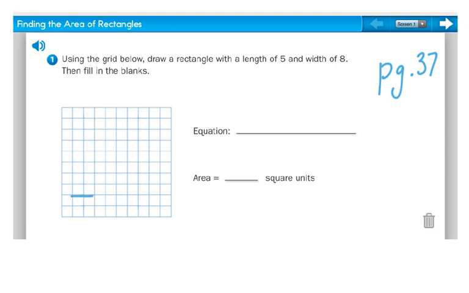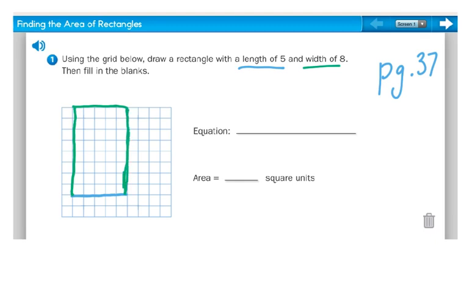1, 2, 3, 4, 5. That's the length of 5. Now I'm going to do a width of 8. Start here. When you get to the end of a length of a centimeter or a square, count 1, 2, 3, 4, 5, 6, 7, and 8. Now I have 2 sides. I have to go ahead and finish off the rest of this.